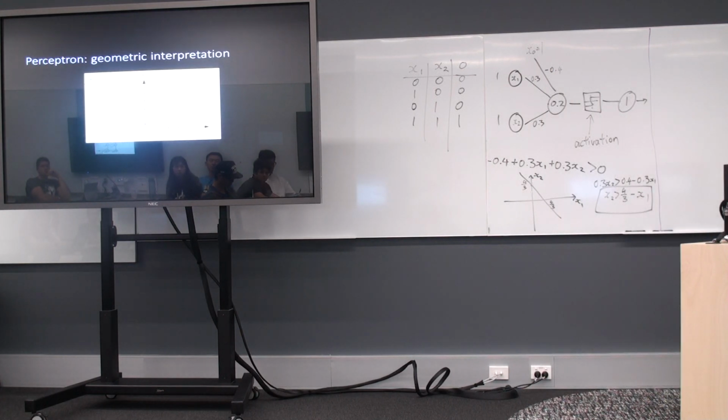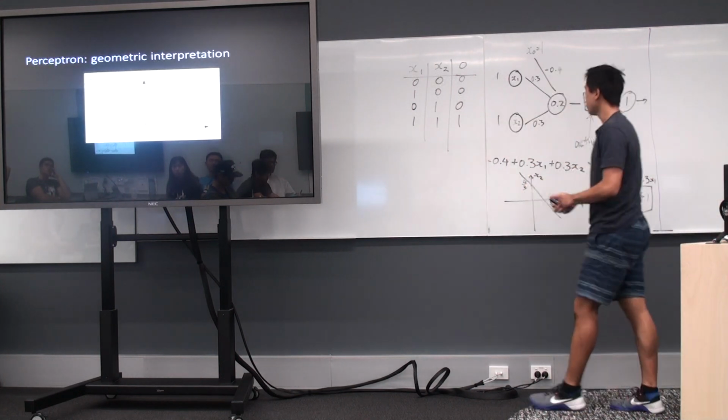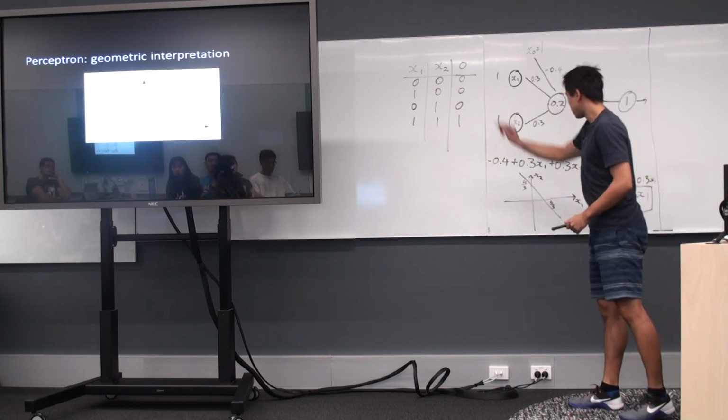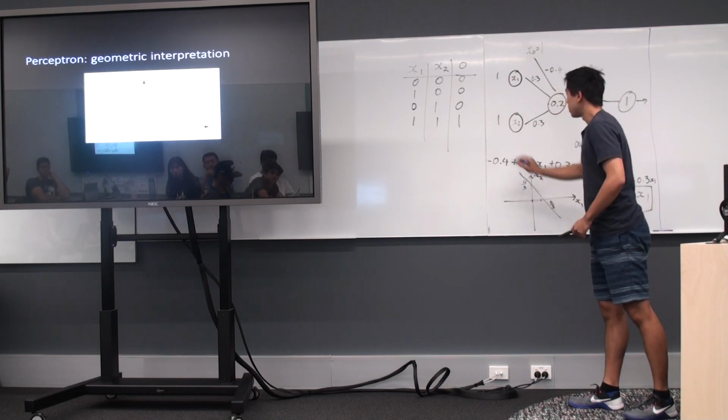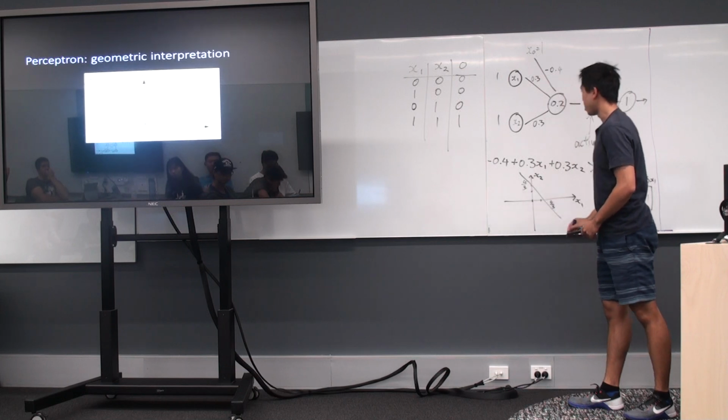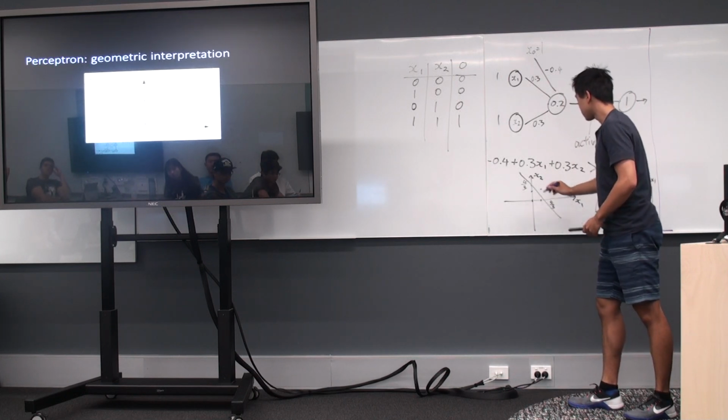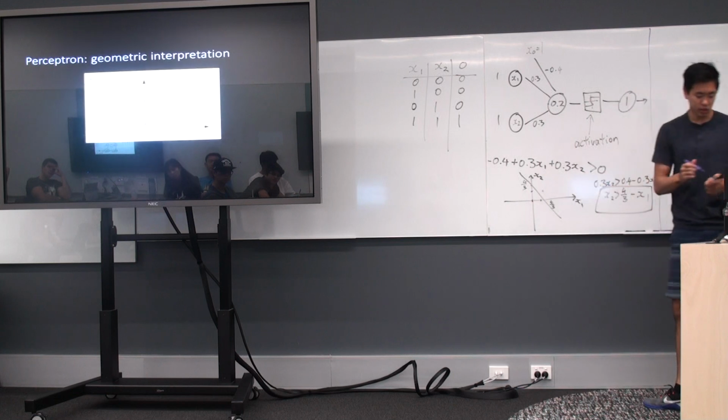And if you think about the 4 possible points we have here, we have 0, 0 here, 1, 0 here, 0, 1 here, and then 1, 1 there. I might do that in a different color.